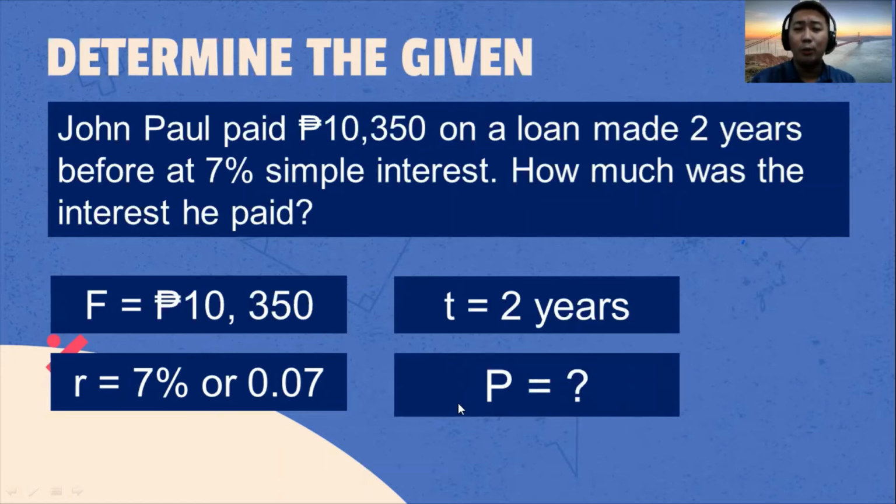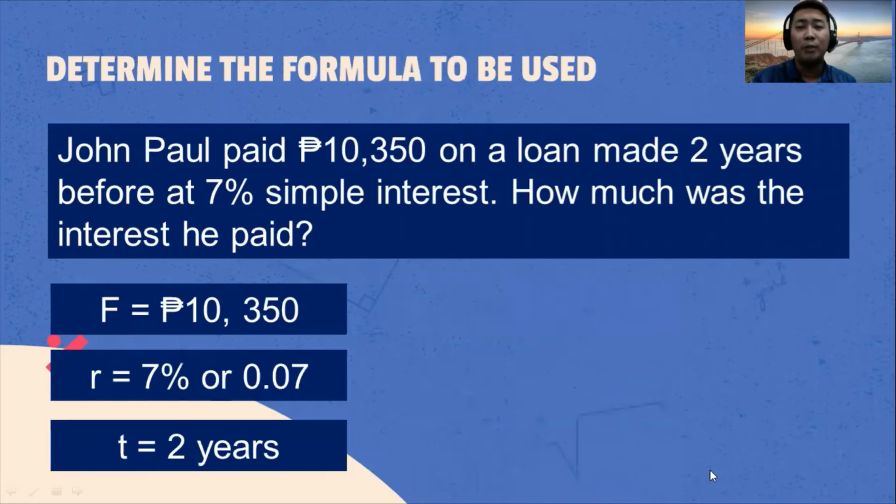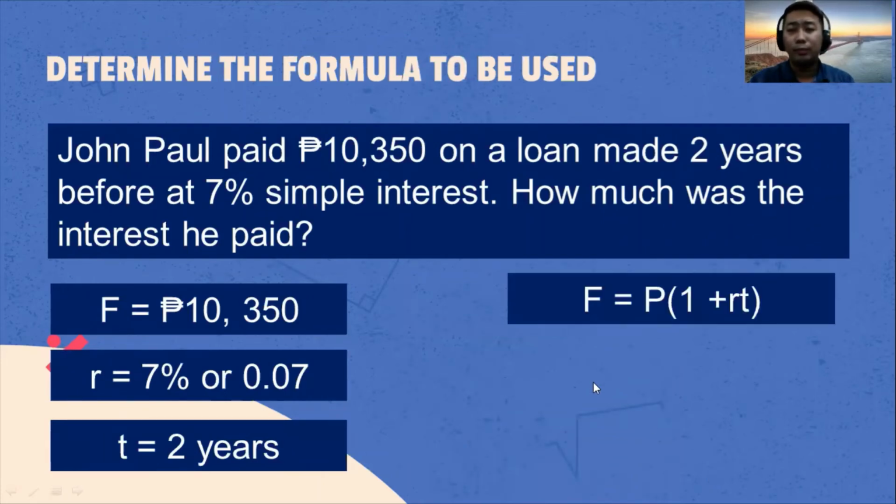And we are going to look first for the principal amount. Then we are going to look for the interest. Again, we are going to look for the principal amount because the principal amount is not given. And 10,350 pesos is the maturity value. Let's now try to determine the formula to be used.